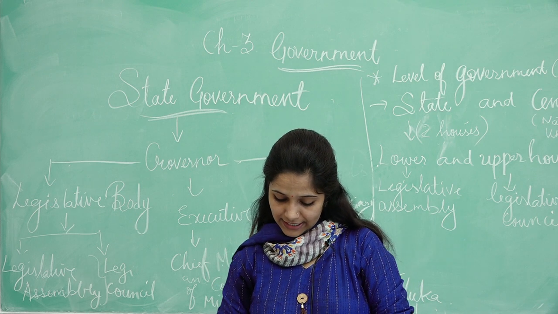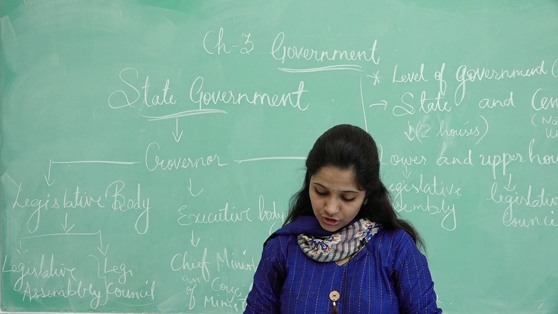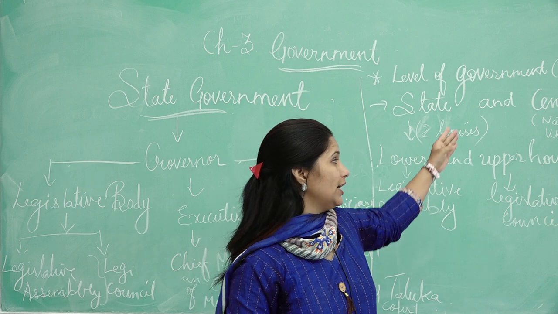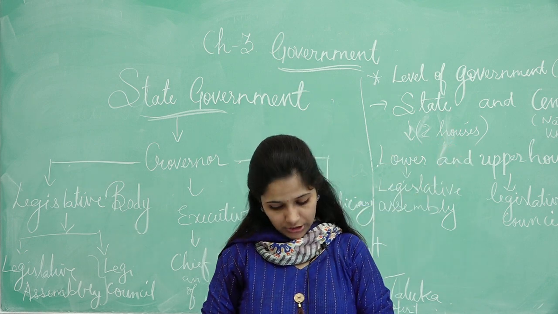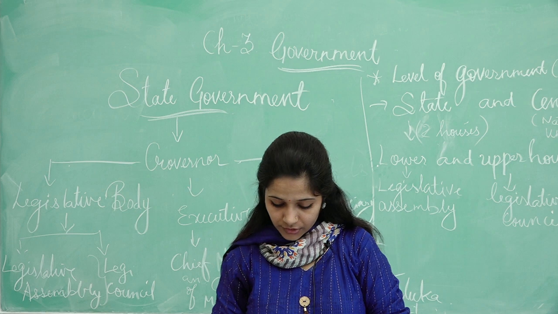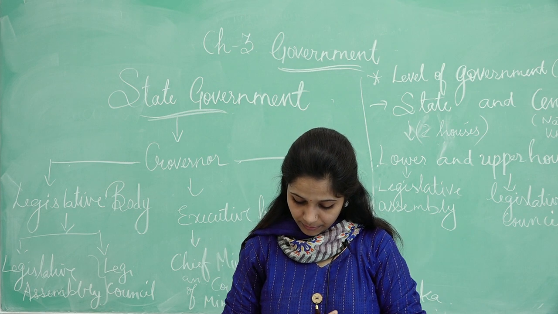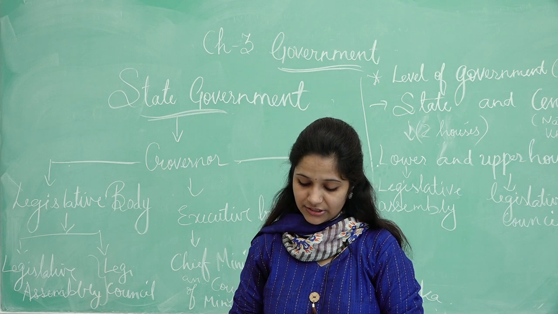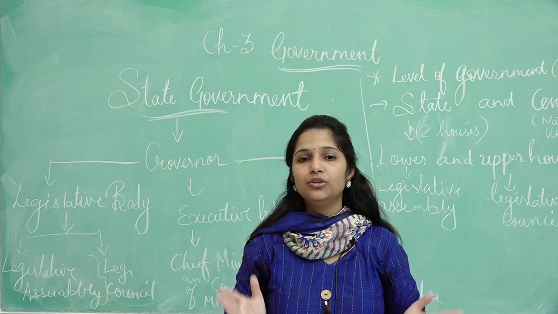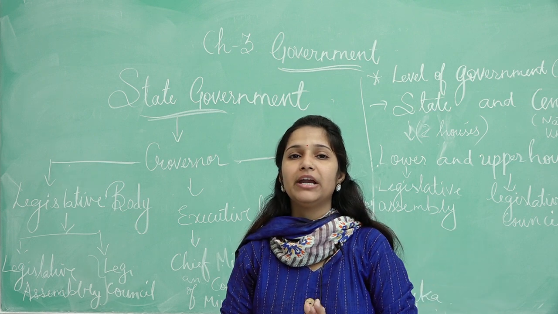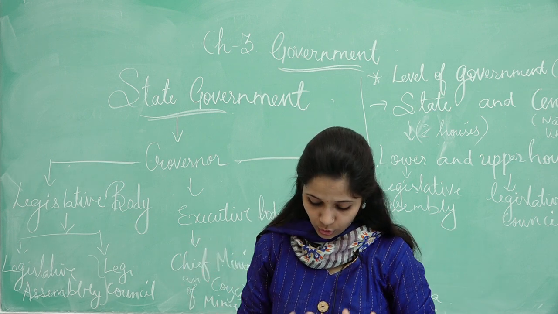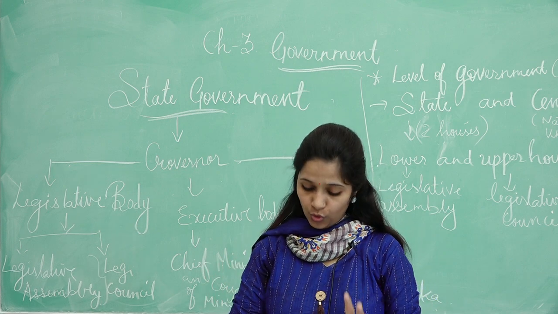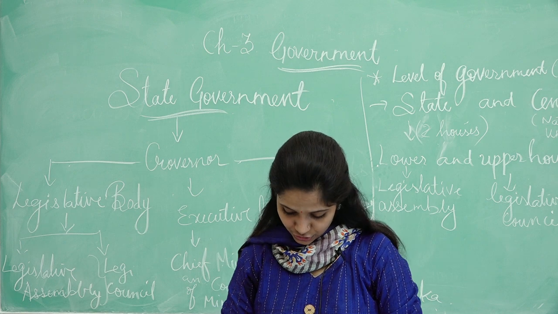The government at the national level is called the central or union government. The central or union government looks after the administration of the whole country. This central government works for the whole nation, looking after the situation and administration of the whole country.